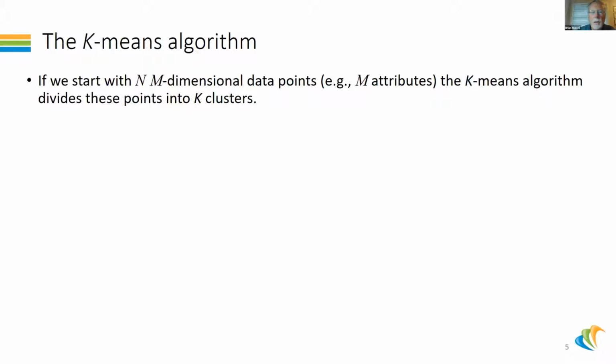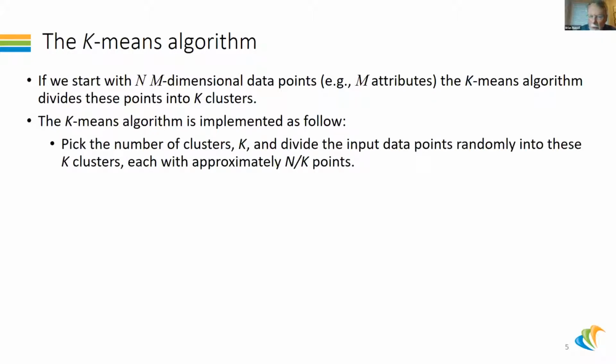Basically, we start with n m-dimensional data points, where m could be m attributes, m data slices, and so on. The k-means algorithm divides these points into k clusters. That's where the k comes from. And it's implemented as follows. You pick a number of clusters, you have to tell it the number of clusters, and you divide the input data points randomly into these k clusters. So each will start with approximately n over k points.